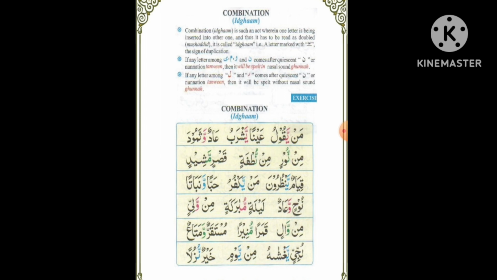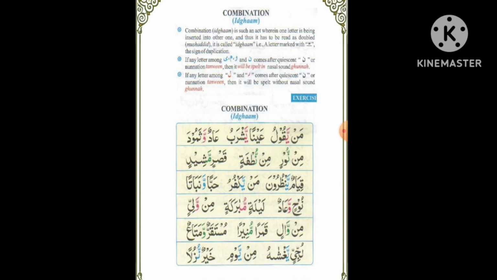Mustaqarru wa mata'un. I'm doing the hijja of this. Mim sin pesh mus, ta zabar ta, musta, qaf ra zabar qar. You have to join the ra because the ra is bearing a tashdeed. So qaf ra zabar qar, mustaqar, ra waw pesh ru, mustaqarru waw zabar wa, mustaqarru wa mata'un.